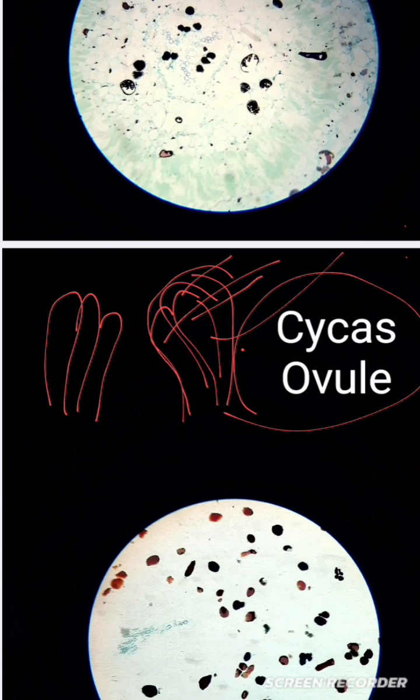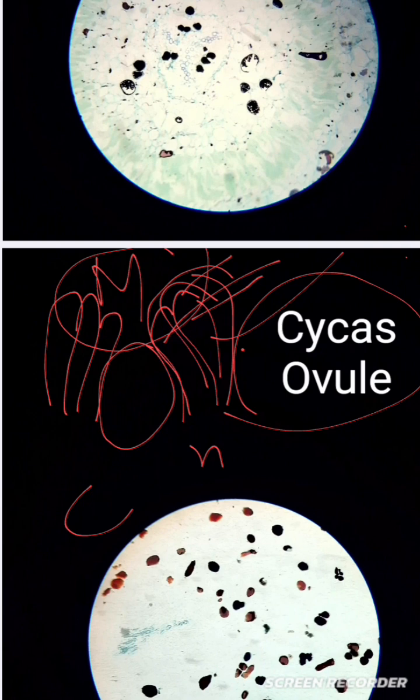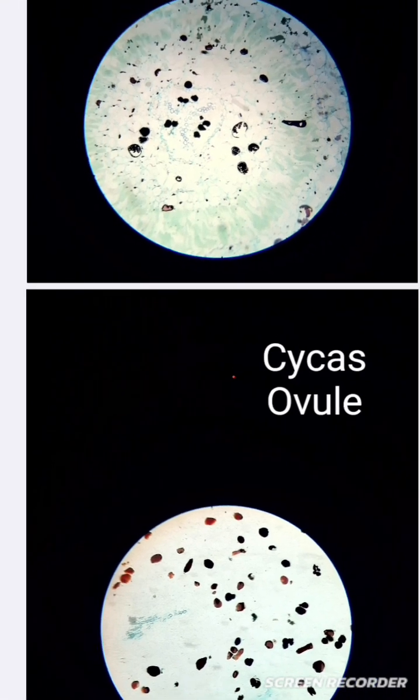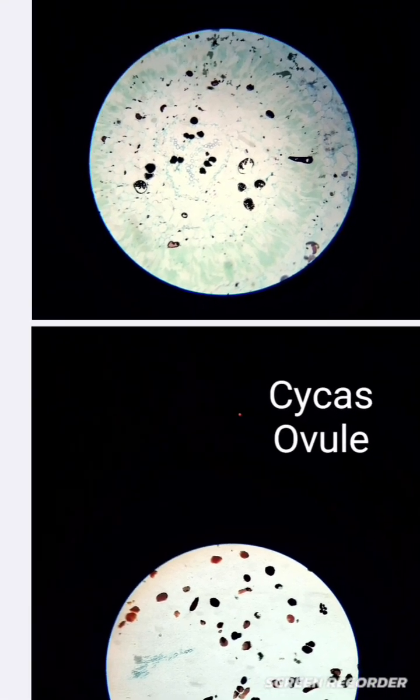After integuments, there is presence of nucellus, which is haploid and contains the endosperm, that is the female gametophyte of Cycas. So the ovule contains two ends. First is the micropylar end, second is the chalazal end. The micropylar end is at the side of apex of integuments, while the chalazal end is at the basal part of integuments. So this is complete about the slides, or we can say the transverse sections of Cycas.